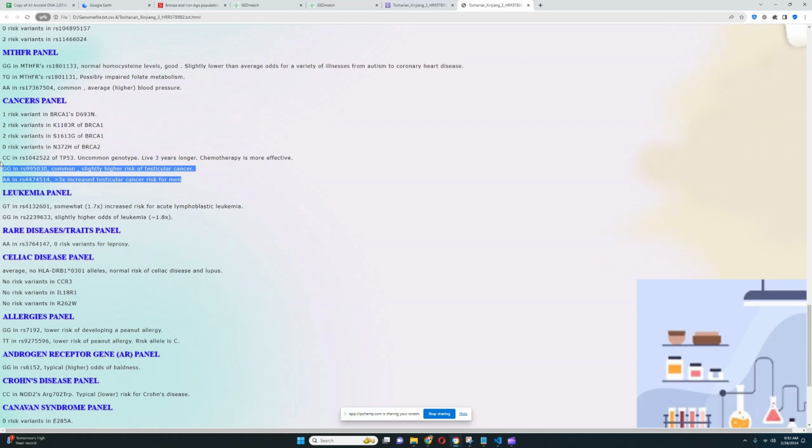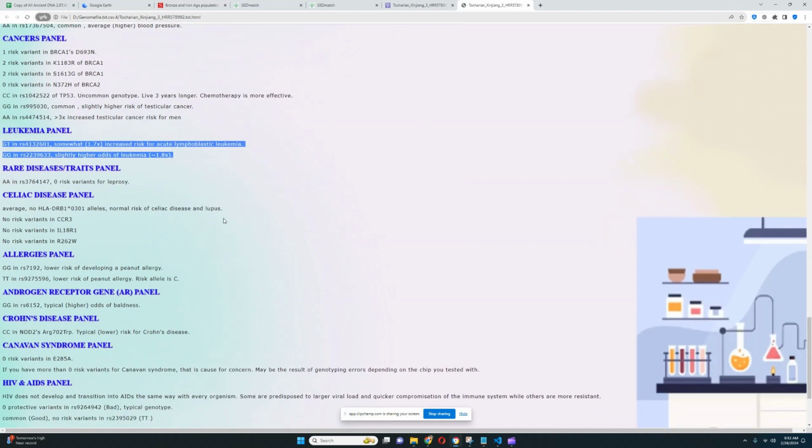I think he's got higher than average risk of testicular cancer for sure, just based on what we see here. But the question is, how much higher than average? Is it 90th percentile? Is it 95th percentile? Hard to tell. For leukemia, it looks like he's got a somewhat increased risk of acute lymphoblastic leukemia, and another genotype which increases the risk of leukemia. So he's got two genotypes that increase the risk of leukemia, something to watch out for. I don't know if there are any prophylactic measures against leukemia.